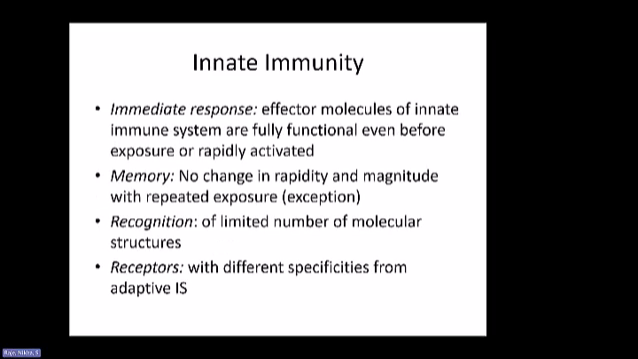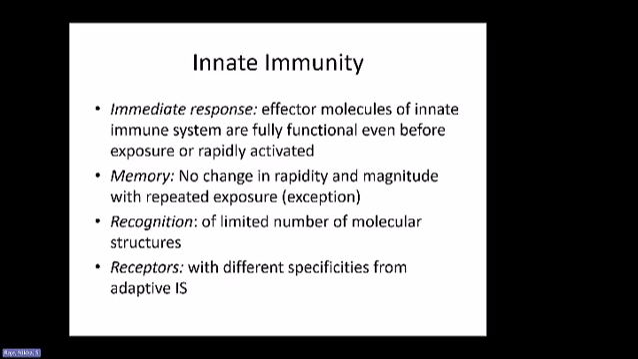All right, so innate immunity. So what is innate immunity? It's an important part of the immunity that provides an immediate response. The effector molecules of the innate immune system are fully functional even before the exposure or are rapidly activated. So some of the parts of the innate immune system are ready to go. Some of them are ready to be activated, but they are pretty quick. They give a quick response.